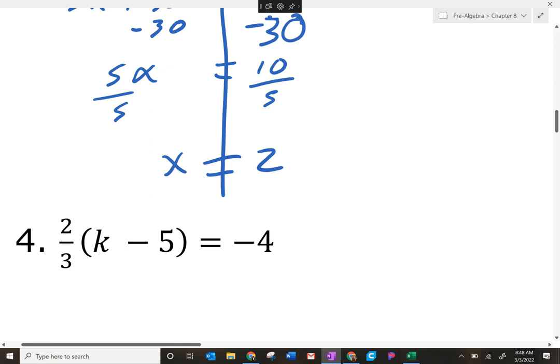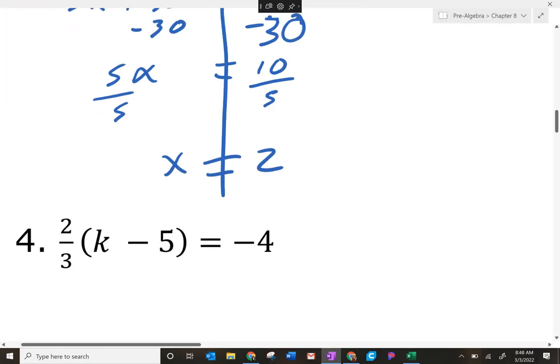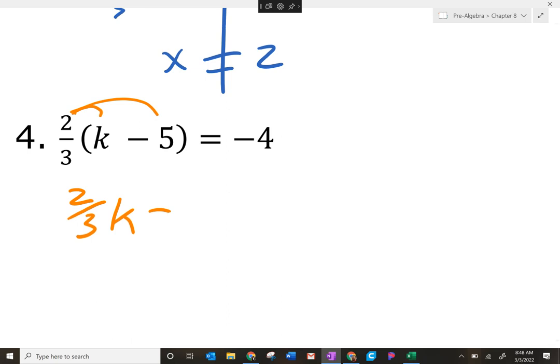All right, so this very first part, I'm going to go through. I'm going to switch up colors of pens just because I'm tired of seeing the same blue. Let's do orange today. All right, I'm going to start off and I'm going to distribute this one. That to both of those. 2/3 times k is still going to be 2/3 k. Okay. For the next part, 2/3 times 5. And I'm going to write it over here.